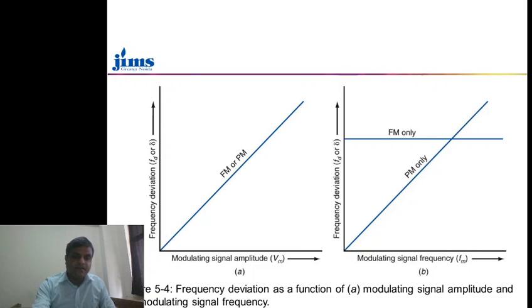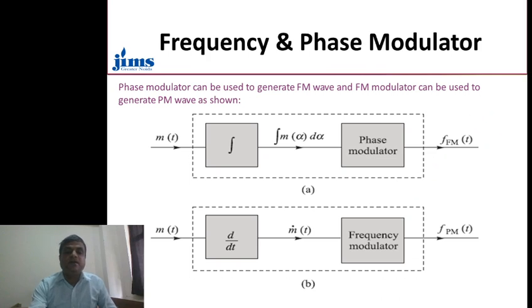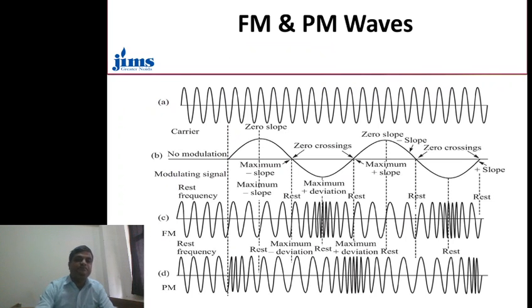Then, as a continuation, we looked at the dependency of the frequency deviation on the amplitude of the signal, and the frequency deviation for the frequency of the signal. Then we discussed the relationship between frequency and phase modulation. Then we saw the spectrum of the FM and PM.